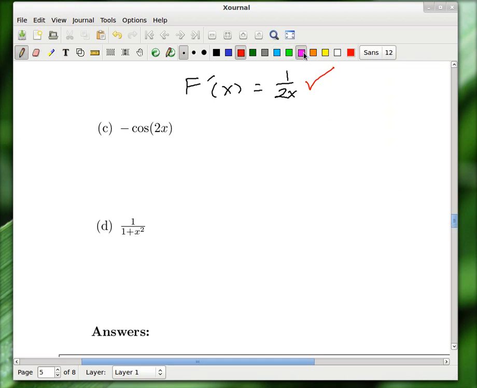It's the antiderivative of minus cosine 2x. Okay, so you know how I like to do these things, just by guessing. So the antiderivative of cosine should be something like sine, because we know that the derivative of sine is cosine. Okay, so there are a couple problems here. One is that this is 2x, and the other is that there is a minus sign here.